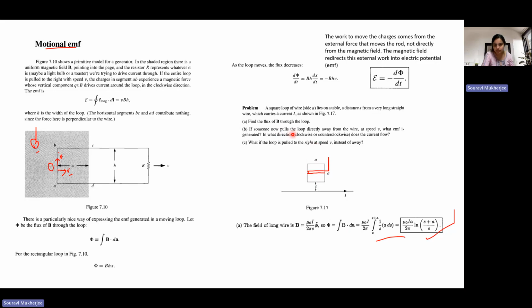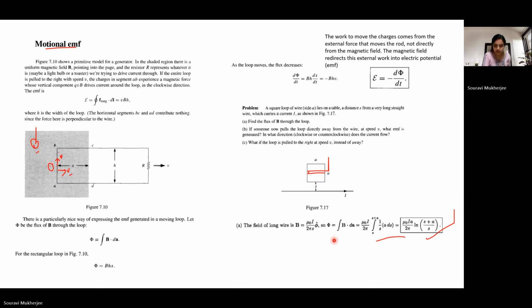Now the question says that if someone pulls the loop directly away from the wire at some speed v, what EMF is generated? So basically you have this wire, and there's a magnetic flux linked to this loop. Now you take the loop away from the wire. As we go away from the wire, the magnetic field drops, right? It goes as 1 by s. So that means the flux decreases. Because the flux decreases, that is expected to generate a net EMF in the loop, and that would be nothing but minus d phi dt.